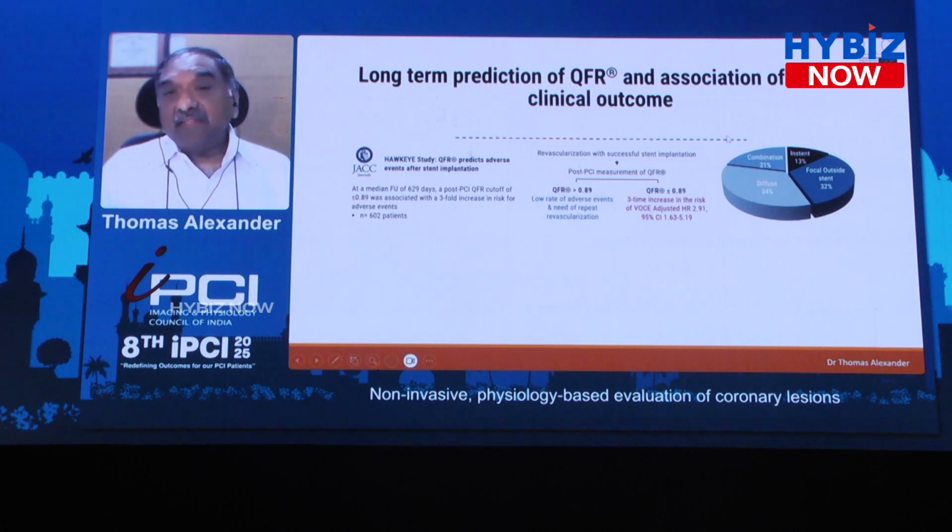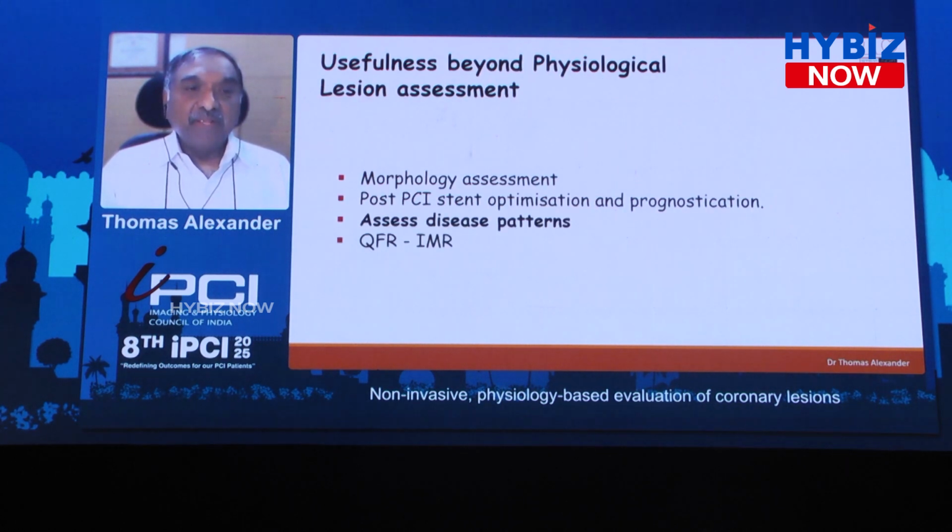Now, it can be that the QFR is lower because there is diffuse disease in the vessel, in which case one is sure that what one needs to do is disease modification medically. But if it's focal, the reason is a problem with stent expansion, and one probably needs to use another balloon or a larger size to get a perfect result. It also helps you to assess the disease pattern.